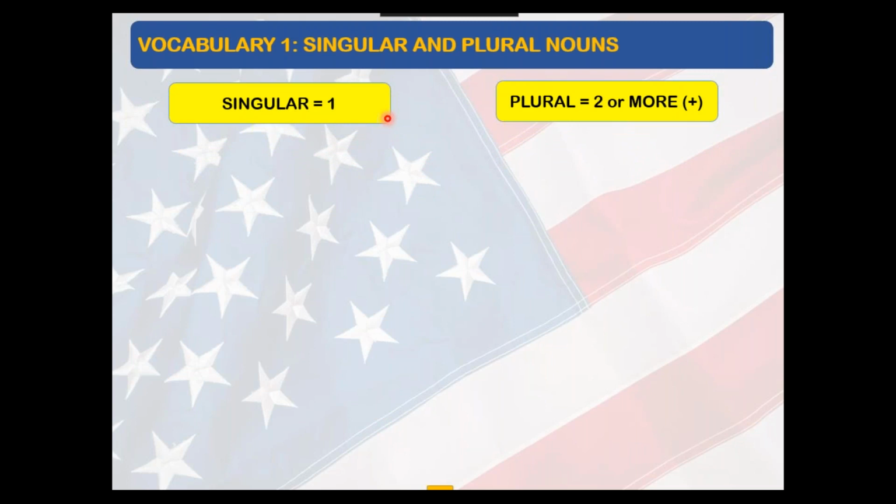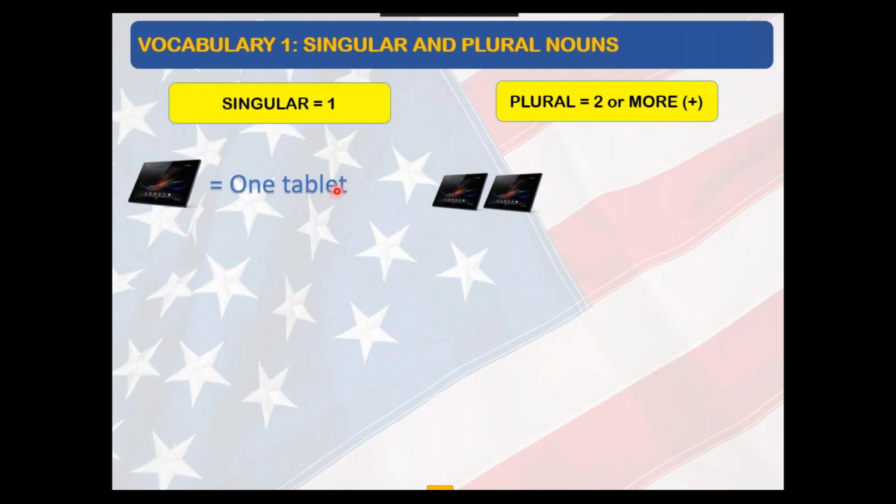So let's see the difference between singular and plural. Remember, singular, only one. Plural, two or more. Can be 3, 10, 9, 8, no problem. That is in plural. Example of singular. Example of plural.